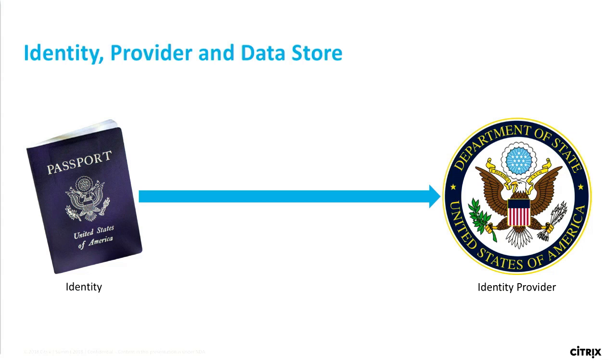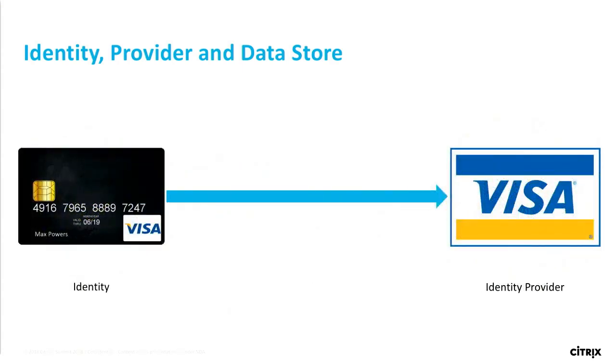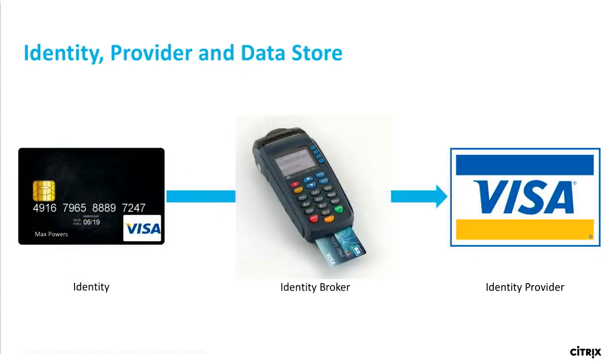And this, again, happens in the real world. So here we look at the passport. The identity broker in this scenario is TSA. When you go to the airport, that's one example of an identity broker. In the credit card environment, you go to the grocery store, it's those credit card readers. That's an identity broker looking at your identity and validating it with the identity provider.